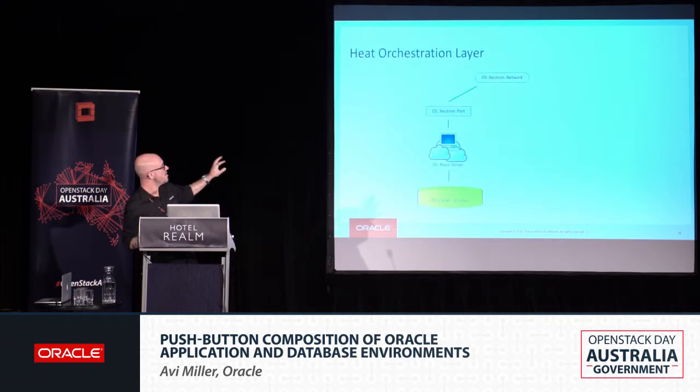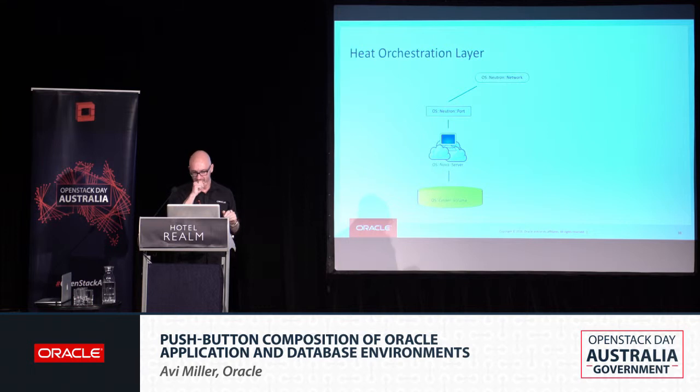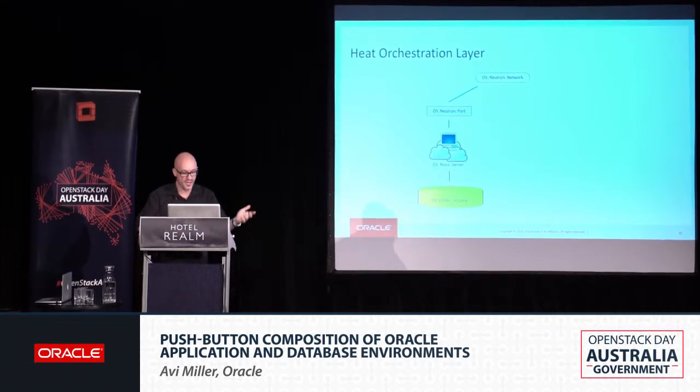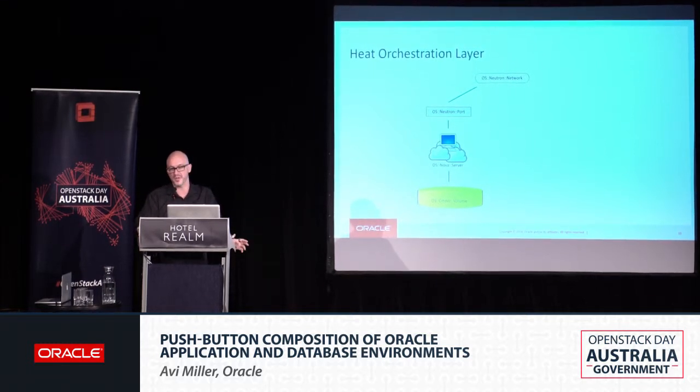So if you look at the way Heat works, basically everything is a consumer resource, a node of consumers and providers. We've got a Neutron network. We've got a Neutron port, which talks to a Nova server, which talks to a Cinder volume. And they're all sort of discrete components that either provide a service, a Cinder volume is a provider of block storage, or they're a consumer. A Nova server will consume a Cinder volume. It kind of makes sense.